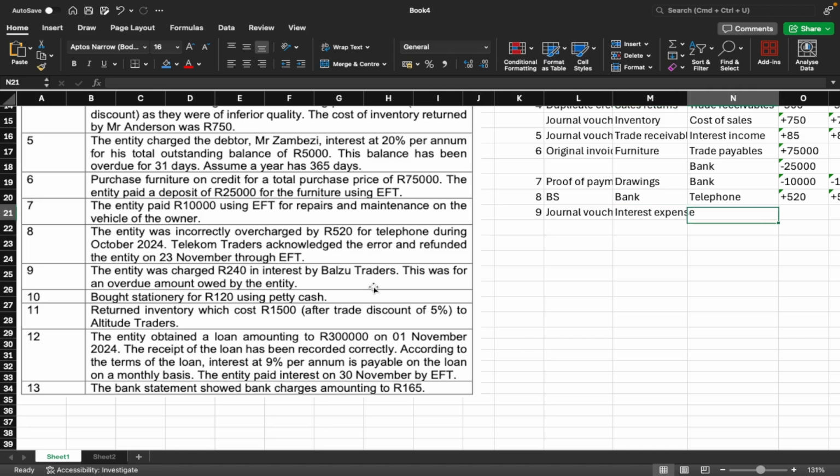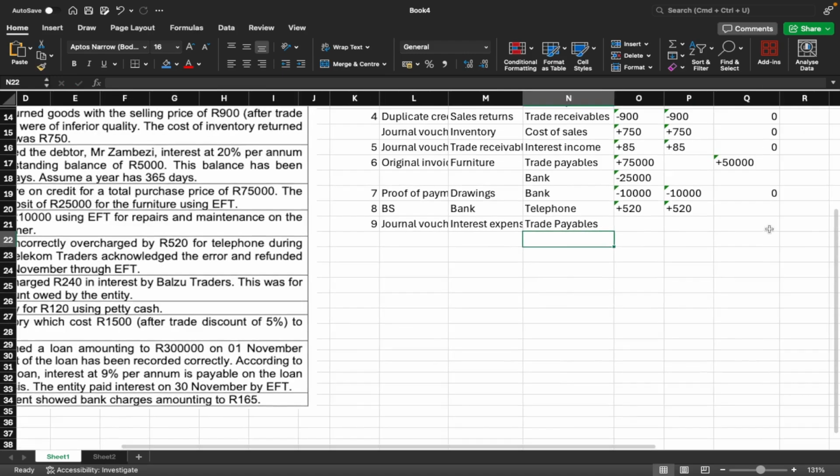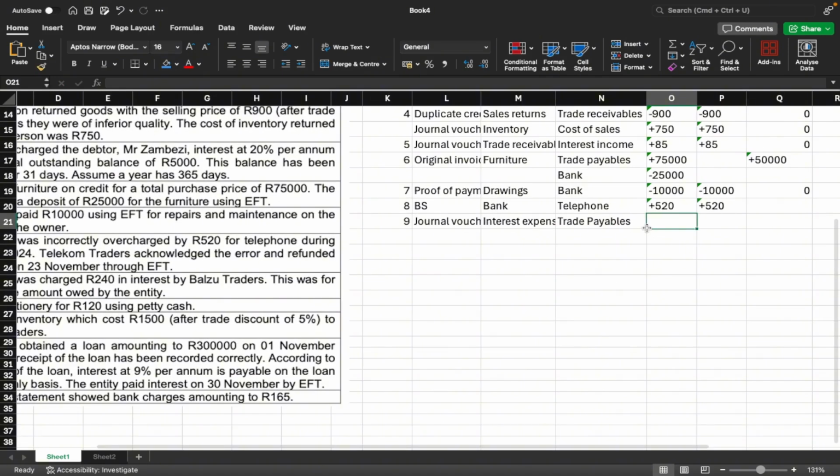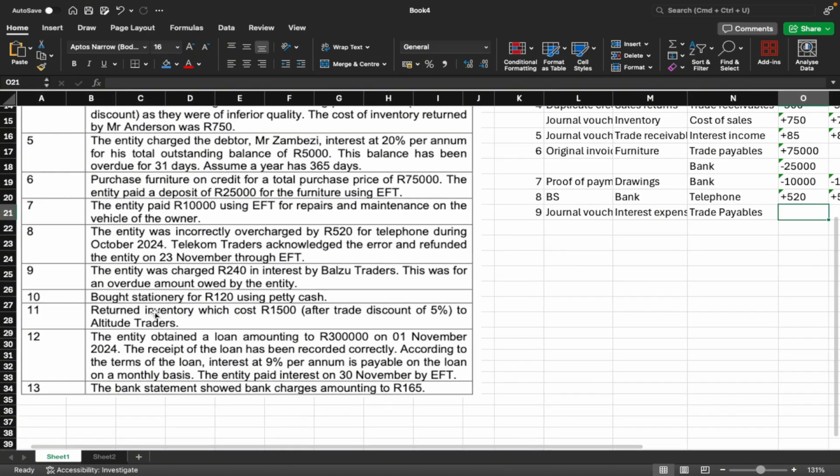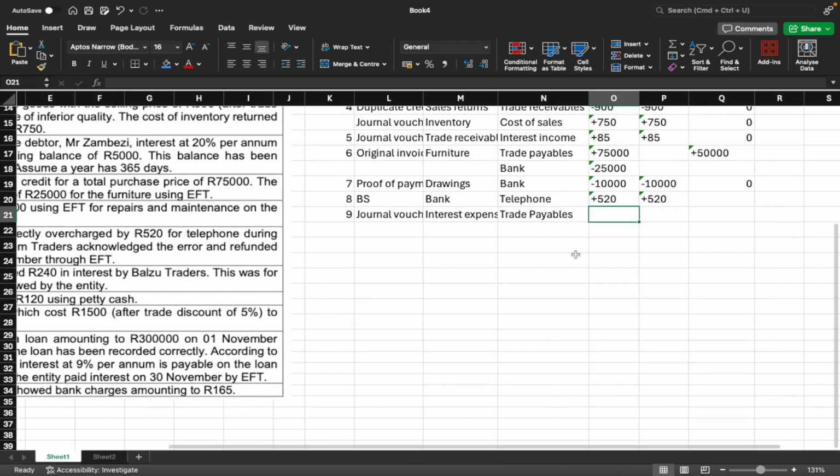And then what are we going to credit? We're going to credit trade payables, because now we are owing more to our suppliers because they are charging us interest. So that's going to add to what we are owing our suppliers. And what is the amount here? Well, let's go back. Number 9, 240 rand. So we're going to put 240 rand under what?